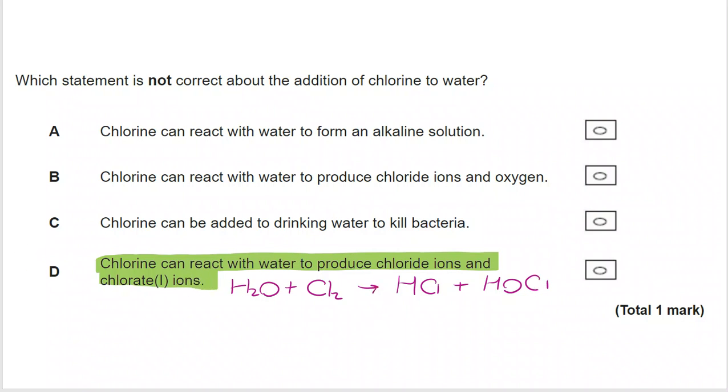If we then move on to C, chlorine can be added to drinking water to kill bacteria. Absolutely. We think about it in swimming pools, but in smaller doses, it does go into drinking water too.